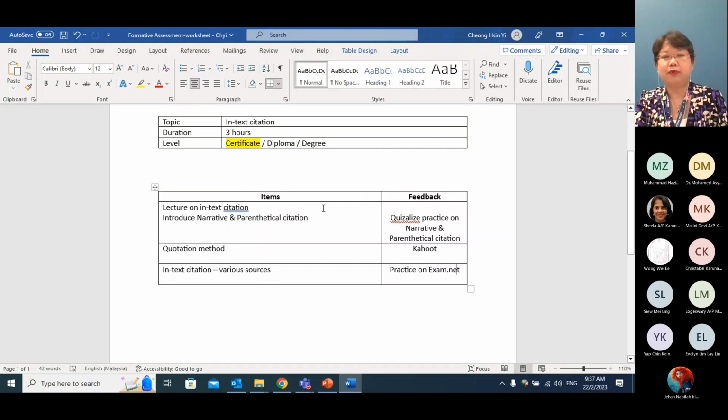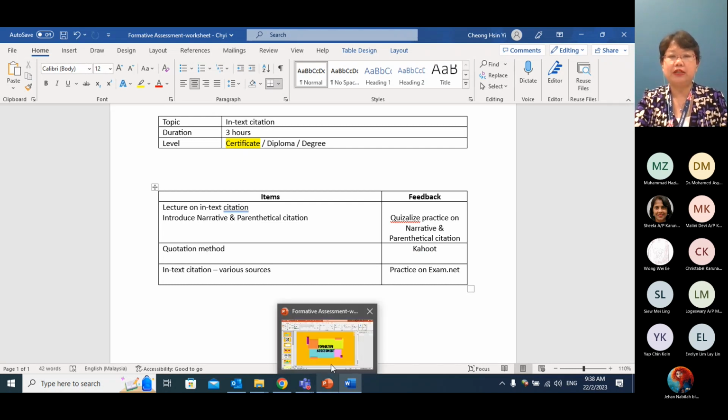So I've broken it down into different parts and give them some practice after each, to get feedback in chunks, so that they can absorb it better and I can get to know whether they are actually able to do it or not. If through this Chrysalis practice I find that they have a lot of problems with parenthetical citation, then I will need to go through this part again and give them some more examples and in-class practice before they do the practice on exam.net. That is how I do it.